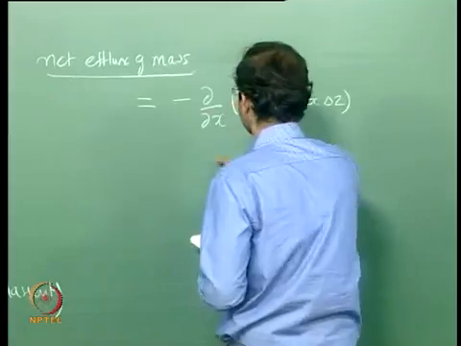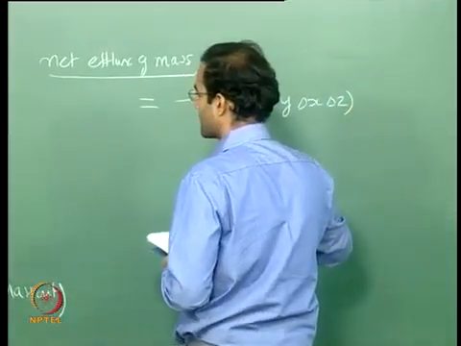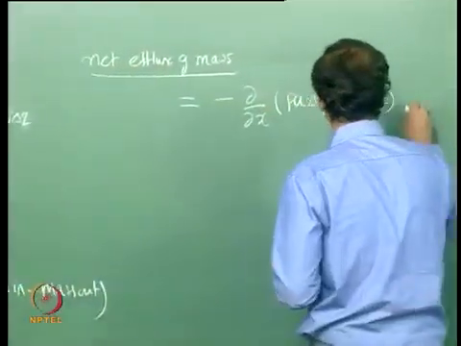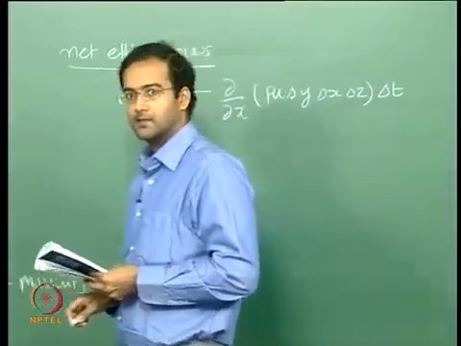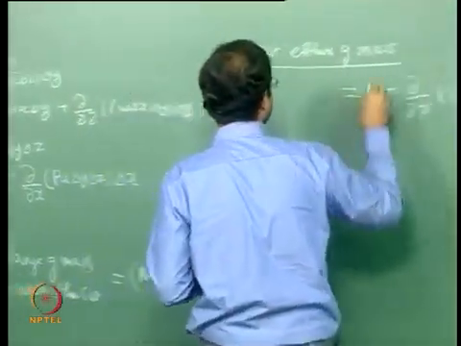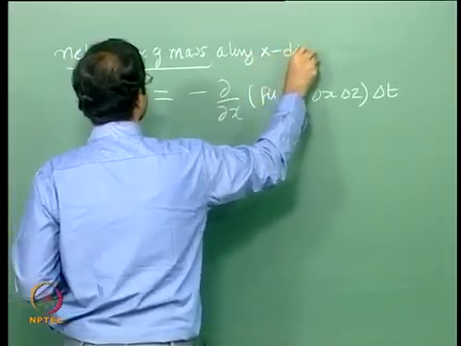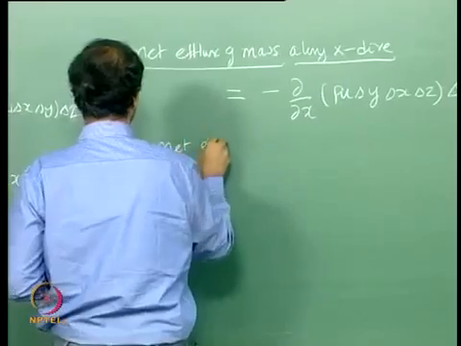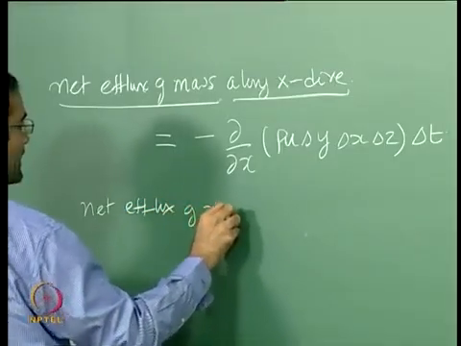So this is your net mass flow rate which is leaving in the x direction. To get the net mass which is leaving, you have to multiply that over a time delta t. So this gives you the net mass which is leaving along the x direction. Similarly, you can write down the expressions for the net mass which is leaving in the other directions as well.